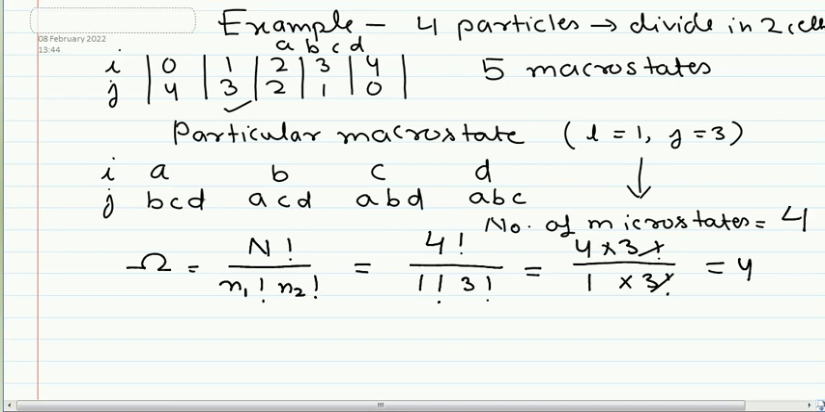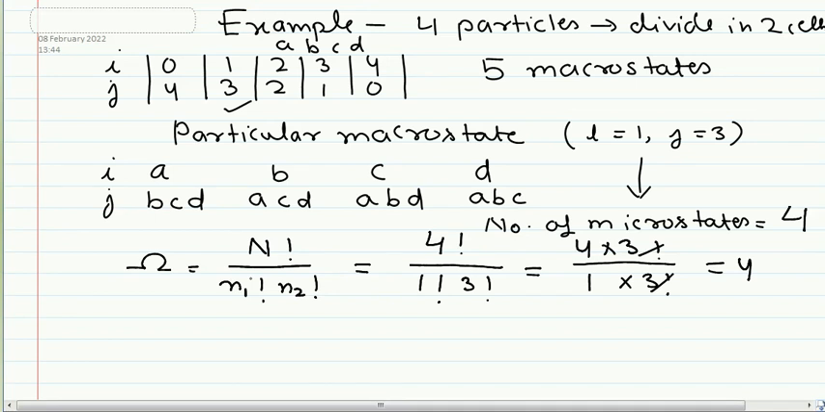But we cannot calculate in this way for all the examples because here the number is only 4, but if we take the number 100 then we cannot write such type of distribution. It will take many pages and much time. So in that case we have to calculate the thermodynamic probability using this formula. So this is about the thermodynamic probability.